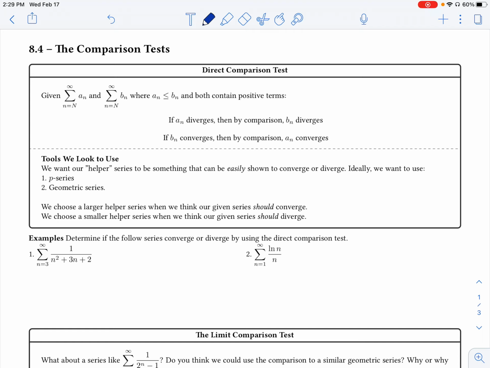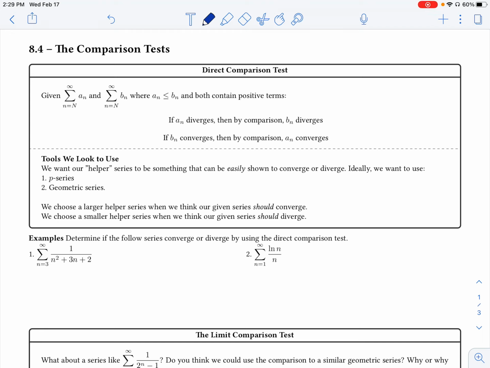Now, again, look back to our integral test video if you need some help reviewing that. But we're going to apply a very similar line of reasoning here with our comparison tests. And these are the final tests that we are going to look at in this course. And the direct comparison test to start says the following.